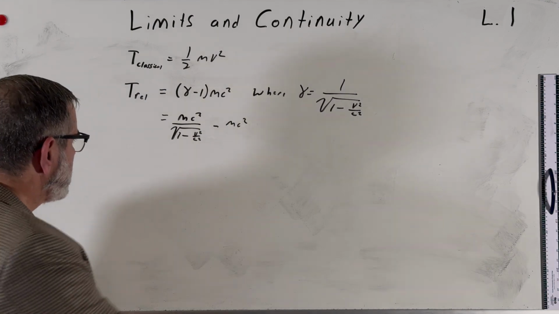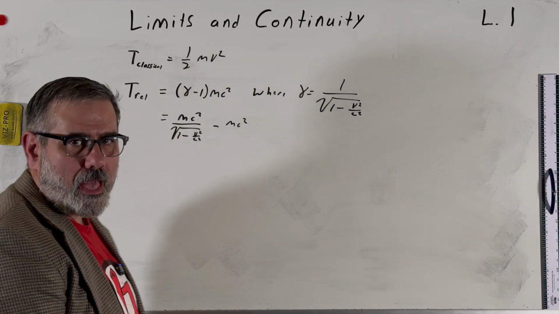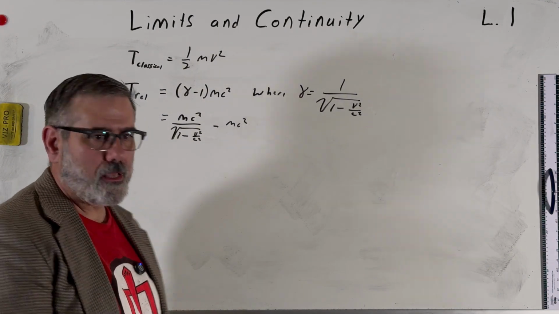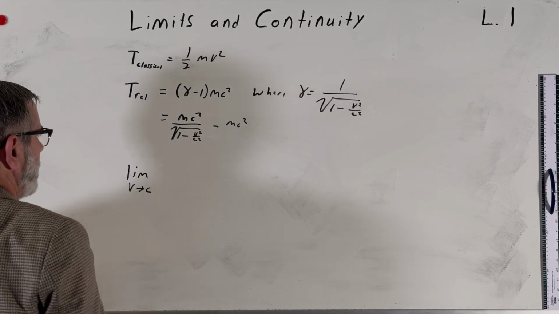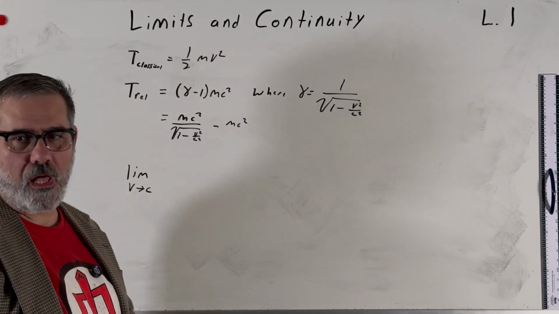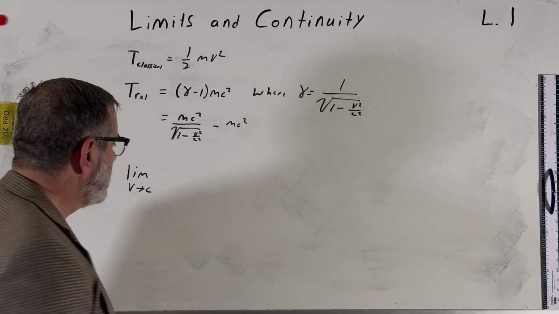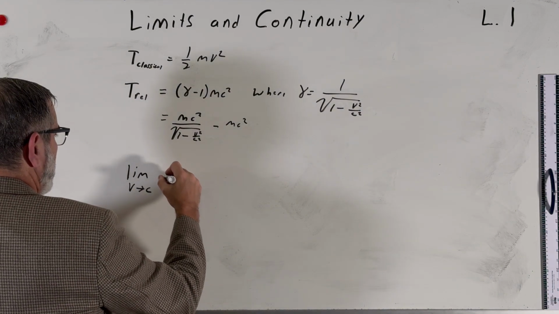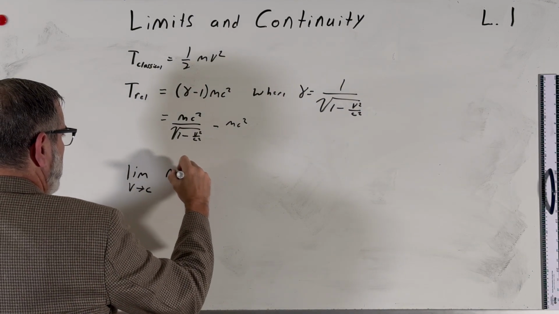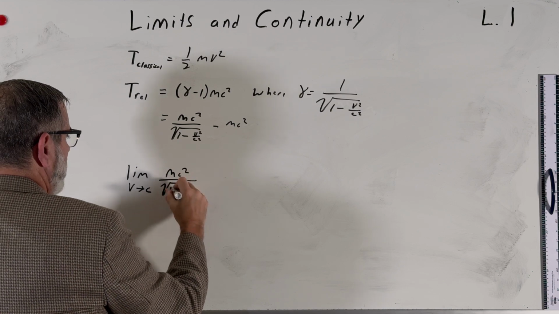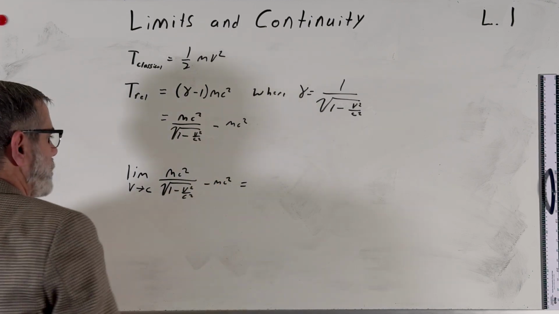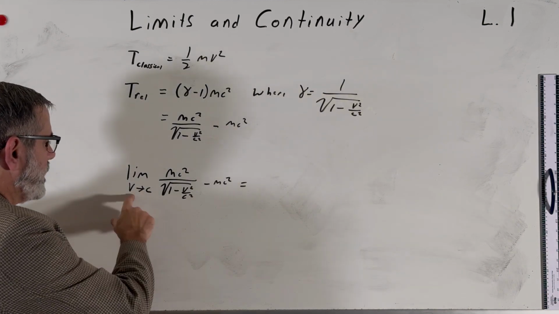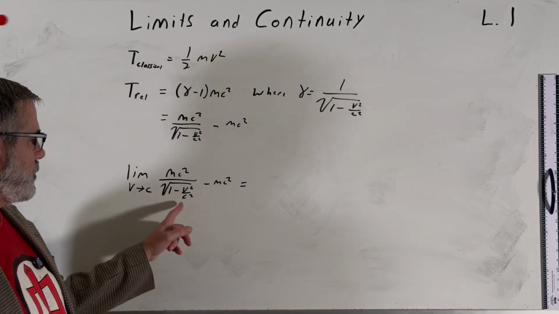And so we could multiply through by this, and we'd get that it has two terms: mc squared divided by 1 minus v squared over c squared, minus mc squared, right? And I want to ask, what's the limit as v approaches c, where c is the speed of light and v is the velocity of the object? The limit of mc squared over 1 minus v squared over c squared, minus mc squared. So what's that equal to? Well, as v approaches c, what happens in the denominator of this first term?